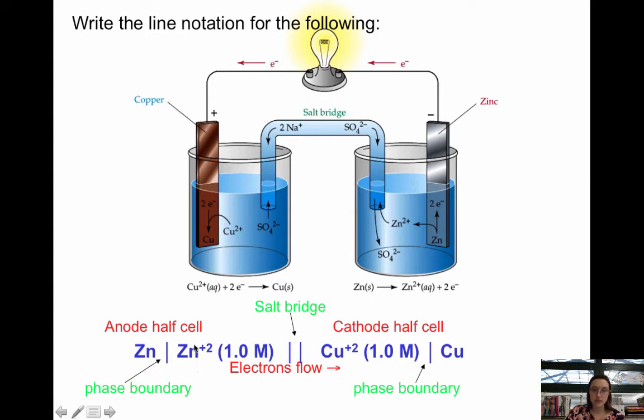This is the anode. The electrons flow from the anode to the cathode, but the double line in between represents the salt bridge. Then we have the cathode reactant, which is Cu2+. It's 1 molar.